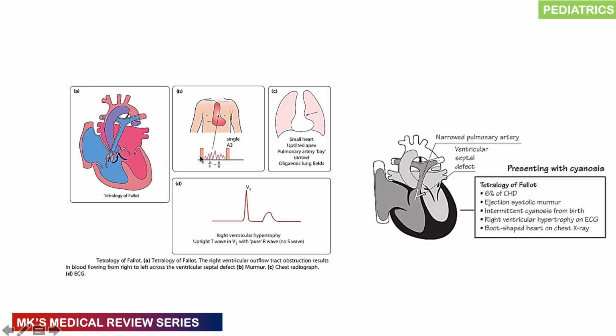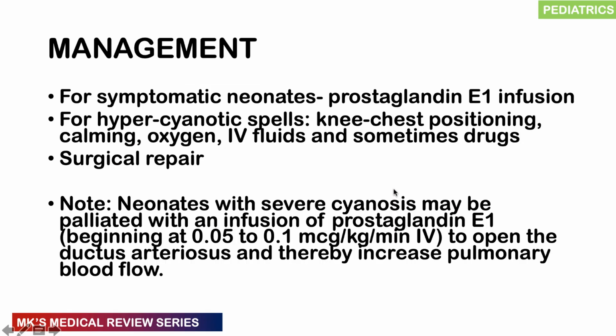Then you have the features of Tetralogy of Fallot. So remember, it's accounting for about 7 to 10% of congenital heart diseases. You get this systolic ejection murmur, and it's about grade 3 to about grade 5 and 6. You get this intermittent cyanosis from birth, a right ventricular hypertrophy on the ECG, and a boot-shaped heart. These are usually features that are suggestive of Tetralogy of Fallot.